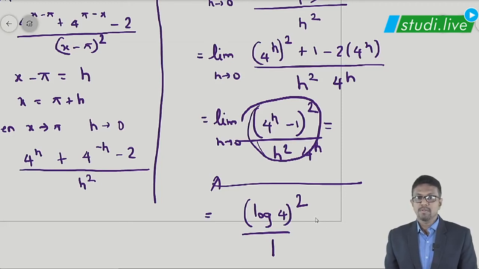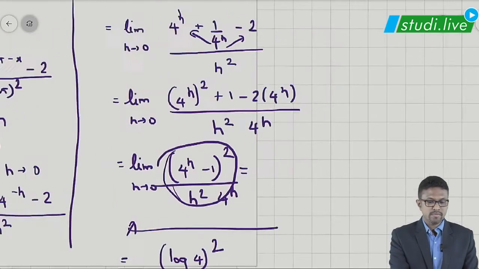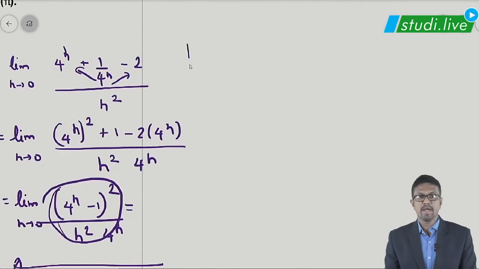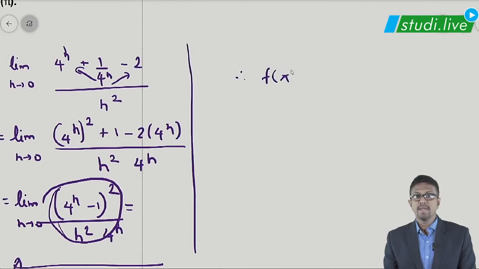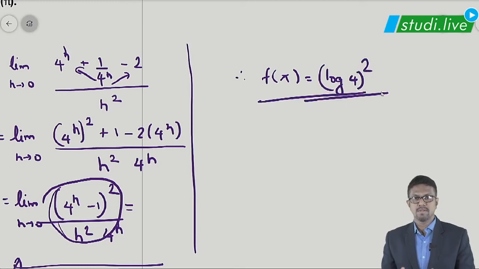So the limit value is log of 4 the whole square. So what is the value of the function then? F of pi, of course, will also be the same. So we can say therefore f of pi is equal to log of 4 the whole square. So this is the required answer for us. Hopefully this question is also clearly understood by everyone. Let us now go to the next question.